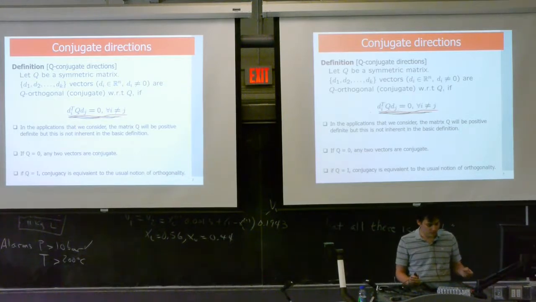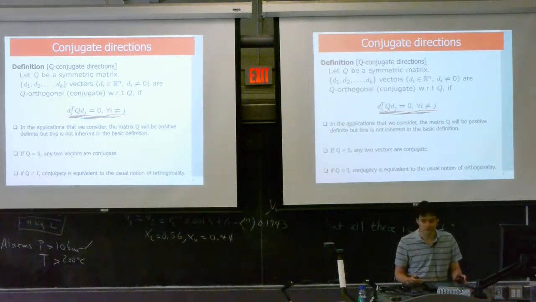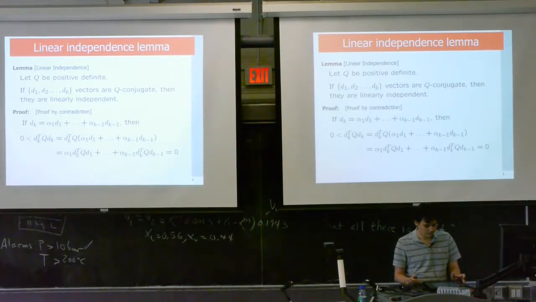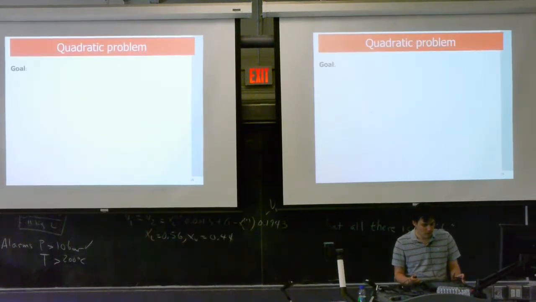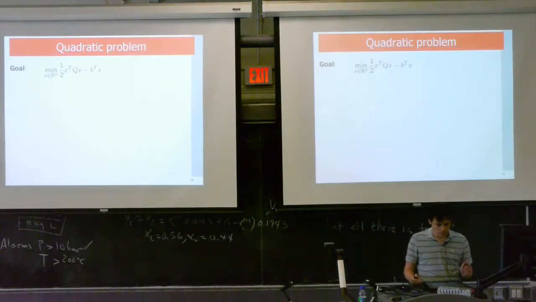And we discussed these two special cases. If Q is the zero matrix, then any two vectors are conjugate. And if Q is the identity matrix, then this is the traditional orthogonality definition. We proved this lemma that if Q is positive definite, then if we have k Q conjugate vectors, then they are linearly independent. The proof was very simple. And then we started to discuss why Q conjugacy is useful.